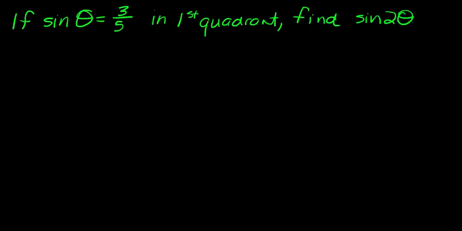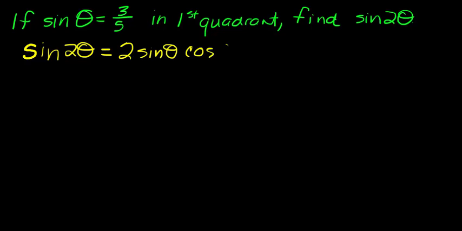We have a problem that says if sine of theta equals 3/5 and theta is in the first quadrant, then find sine of 2 theta. For this problem, we are going to need to remember our double angle formula for sine, which says sine of 2 theta equals 2 sine theta cosine theta.